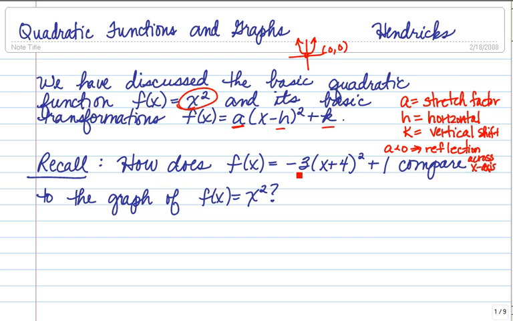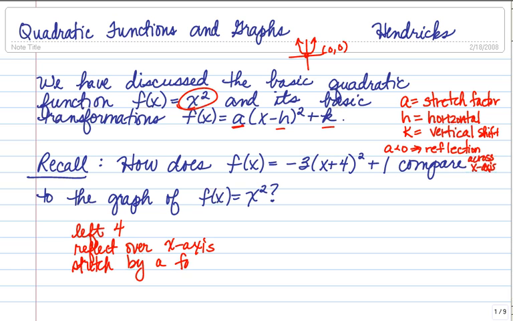So let's talk about how f of x equals negative 3 times x plus 4 squared plus 1 compares to the graph of f of x equals x squared. What would we have to do? What does x plus 4 do? Right, that is the horizontal shift, and remember it's not what we think it is. If it's plus 4 inside, it actually means that we have to go to the left 4. What about this negative? That's right, it's going to reflect over the x-axis. The 3 says it's going to stretch by a factor of 3. And then what about this 1? Right, it will move up 1.